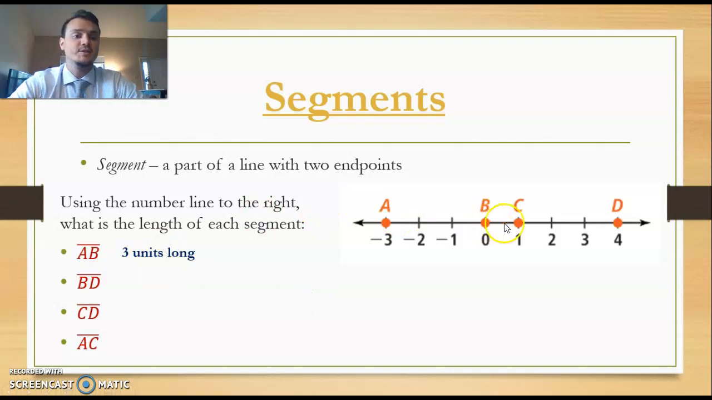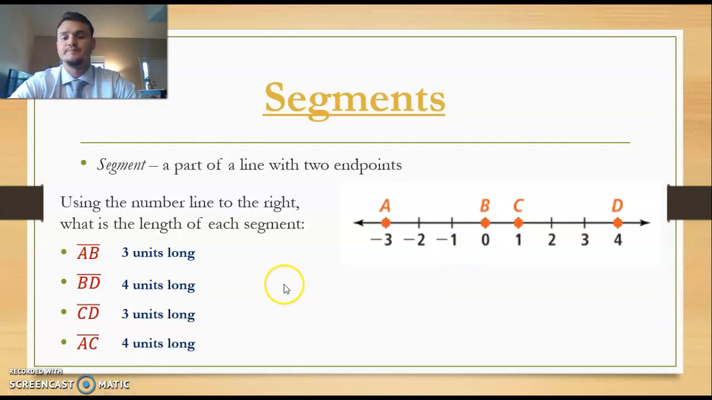B to D is just 1, 2, 3, 4 units away. C to D, this segment right here, is 1, 2, 3 units away, or units long. And then A to C is 1, 2, 3, 4 units long.